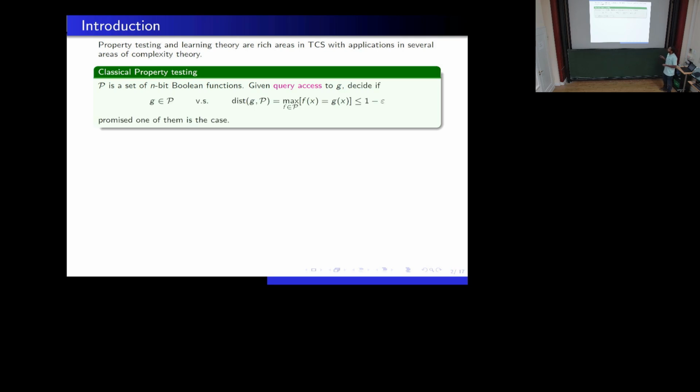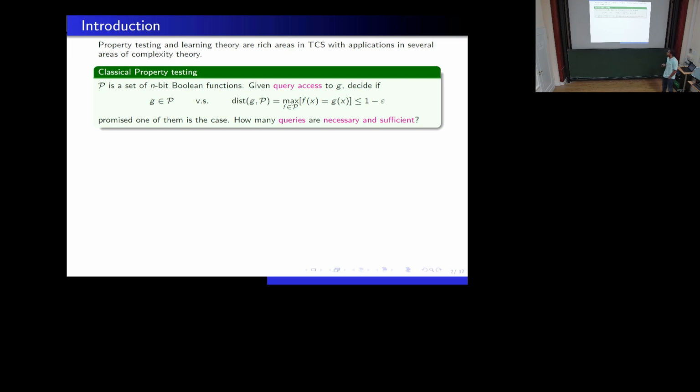Your goal is to decide if G lies in the property or is far from it. So either this function G lies in this class script P, or G is far from every single element in script P. If you look at the truth table distance between G and every single element F in script P, the difference is at least epsilon, or they agree on at most 1 minus epsilon. You promise one of these two is the case, and the goal is, making queries, to decide which is the case. As always, the complexity measure that I'll carry over for the rest of this talk is query complexity, the number of queries necessary and sufficient to decide which is the case, given query access to the unknown function G.